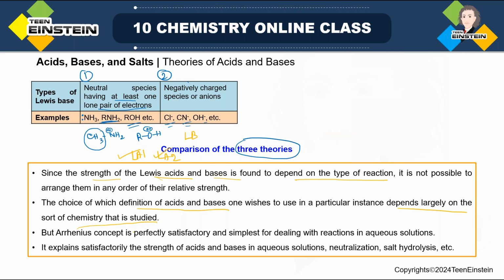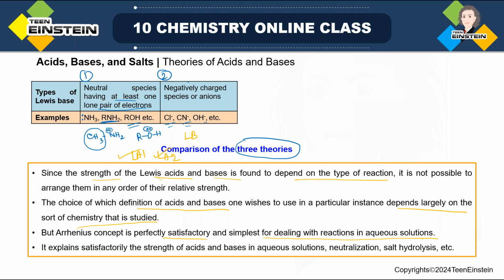And among Arrhenius and Bronsted, Arrhenius is used more. Why? Because the Arrhenius concept is perfectly satisfactory and simplest for dealing with reactions in aqueous solution. We have also seen the limitation of this theory, that it is applicable only in aqueous solution. But it will be the most common theory we will talk about as we further proceed in this unit. You will see mostly we are talking about the Arrhenius concept, and all the examples that you are seeing are according to the Arrhenius acid base definition.